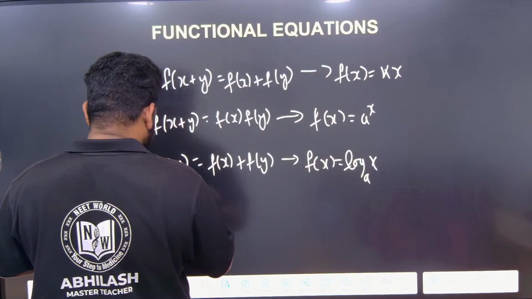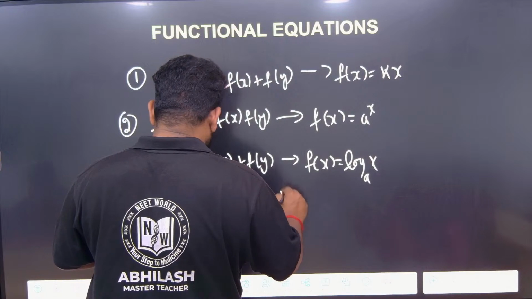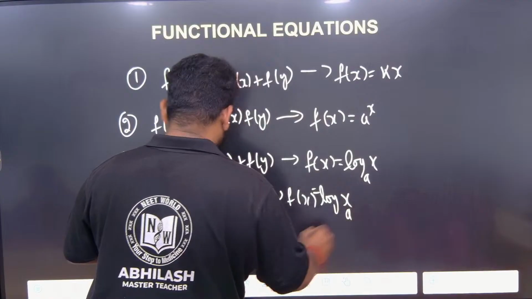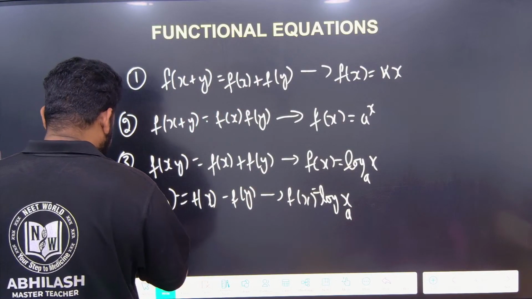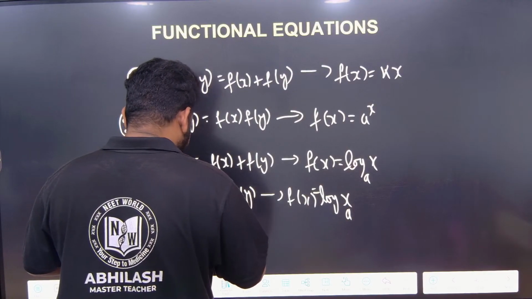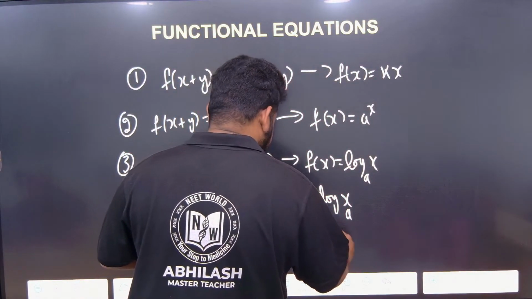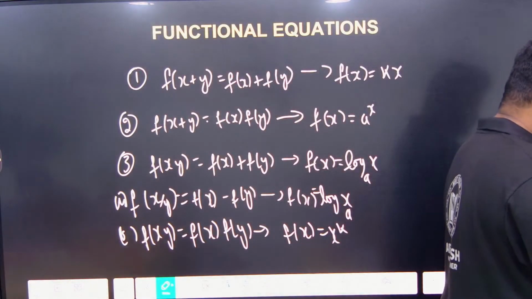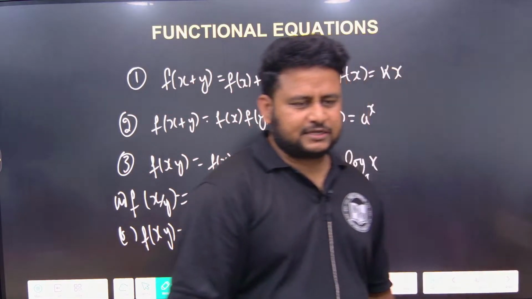can be written as f of x minus f of y, that can be written as f of x is log x to the base a. Next, f of xy can be written as f of x into f of y, where f of x you can take as x power k.